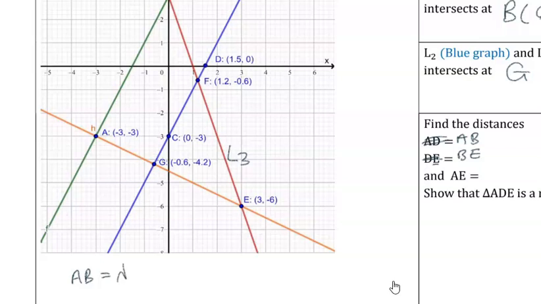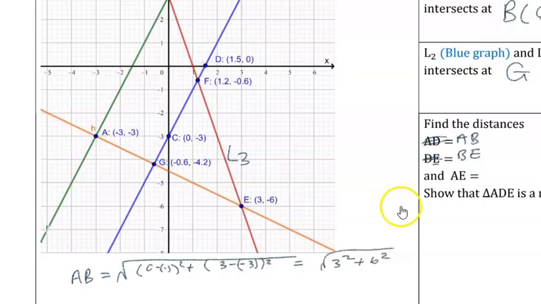According to our distance formula that we do in analytic geometry, AB will be the change in the x values. So it is (0 minus 3) squared plus (3 minus 3) squared. So that will give me 3 squared plus 6 squared in the square root, and that will be 9 plus 36, that is square root of 45.